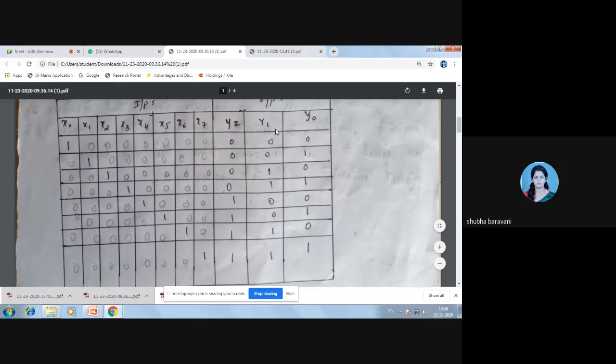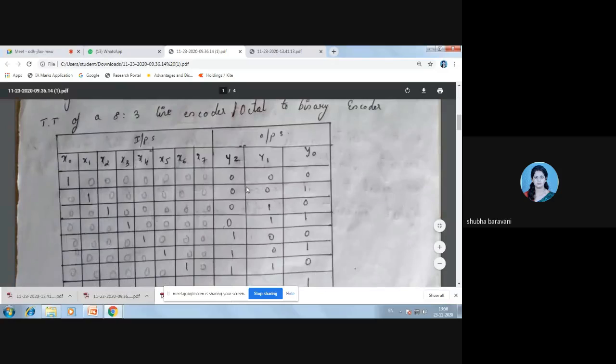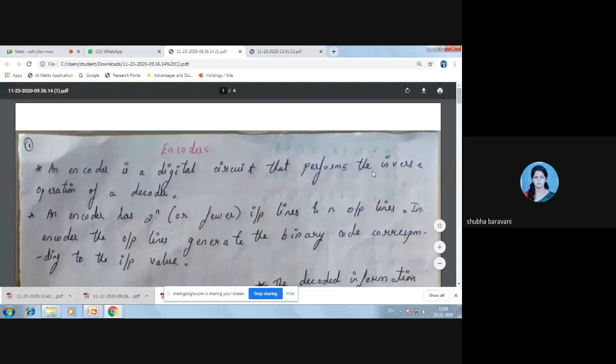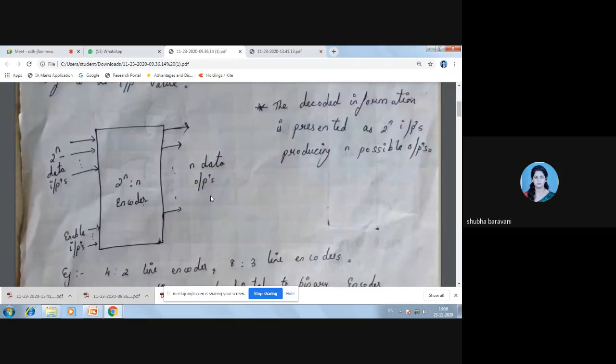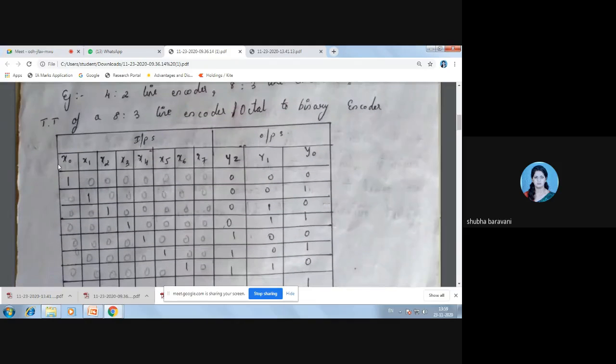Now see, in decoders what we used to do? If you give 0 0 as input, y0 turned on. For 0 1 input, y1 turned on. Now here in encoders, I said it is the device which performs operation reverse to that of a decoder. So here, see, if you have x0 high and all others are 0, it means your output would be 0 0 0.